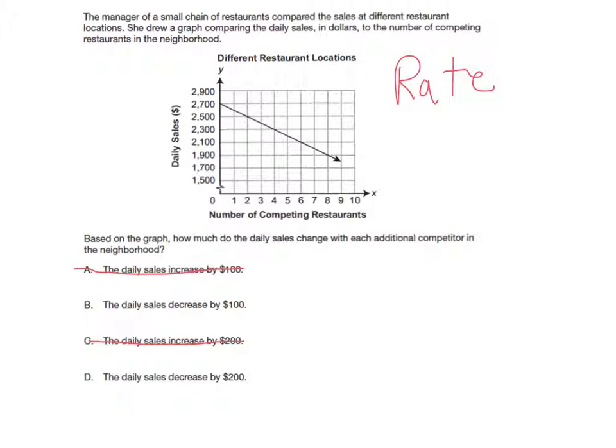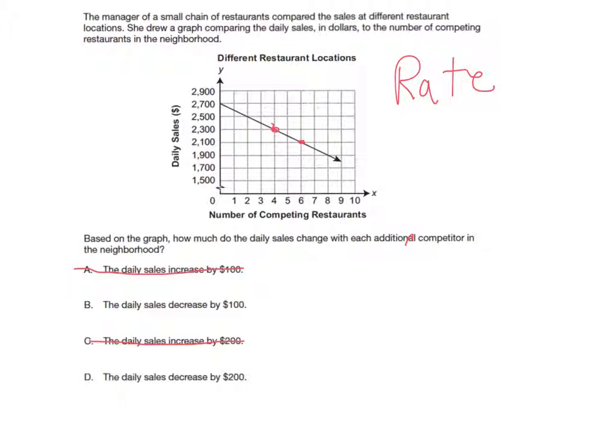According to option B here, it's going down by $100 every time a new restaurant opens. But according to this answer, it's going down by $200. So what we maybe want to do is just look at some specific points here, if we can zero in on a couple. Let's see here. There's a point right there.